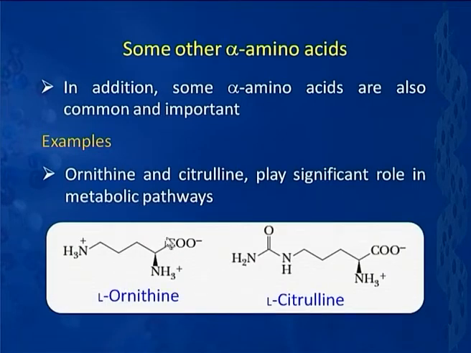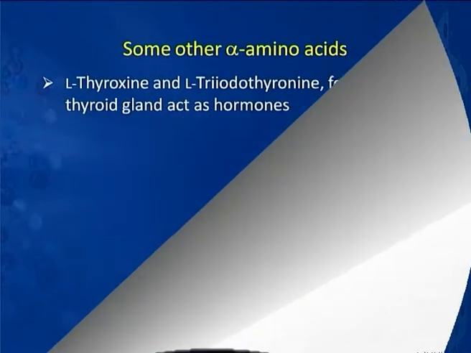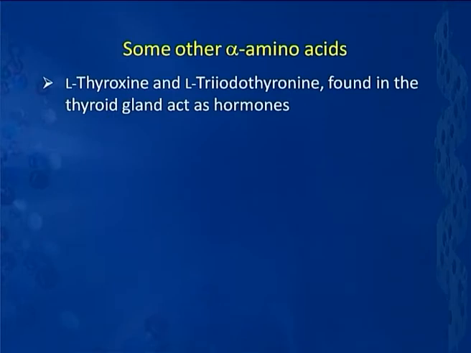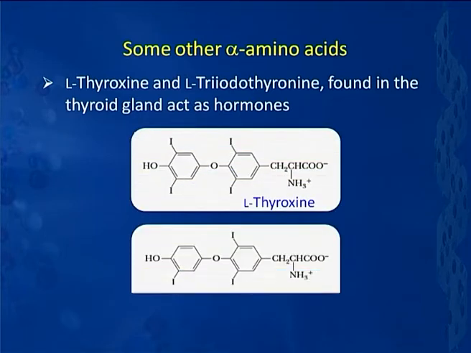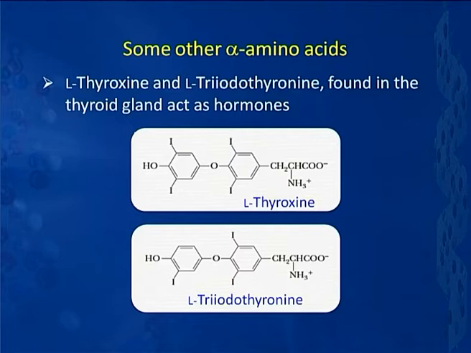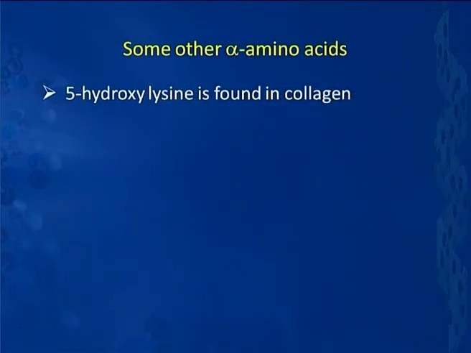So ornithine is something which is similar to lysine. It has one CH2 group shorter in the side chain, whereas citrulline actually happens to be a derivative of ornithine. Moving further, another example is thyroxine and triiodothyronine. These two are very important hormones found in the thyroid gland, and they play a very important role in the body. Yet another example is 5-hydroxylysine, which actually is found in collagen. Collagen is again a very important protein, which is a structural protein.